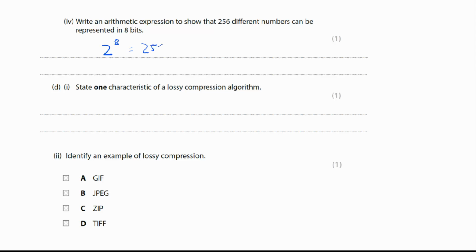Basically what this is saying is you can represent 256 unique characters with 8 bits. If we're looking at this in terms of whole integers, this means you can represent 0 to 255 in a byte, but this isn't really relevant to the question. This is the bit it's looking for, just this part of it.